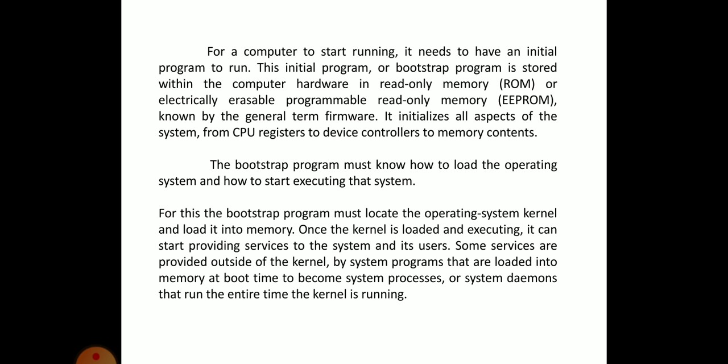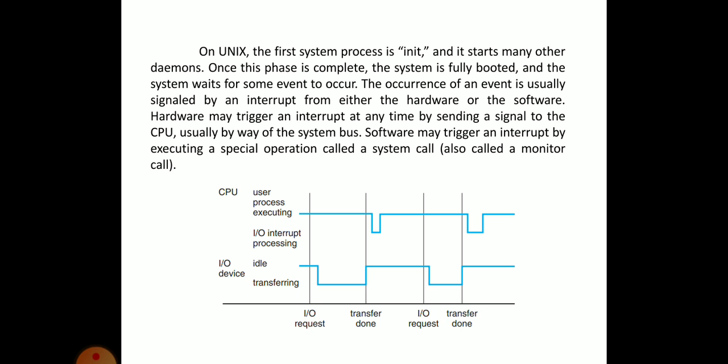initial program loads the operating system, and once the operating system starts execution, the kernel takes charge of all the other activities and controls all the activities of the system. For example, in Unix, the first process that is executed in any Unix operating system is the init process. And after executing the init process, it waits for any other system calls.